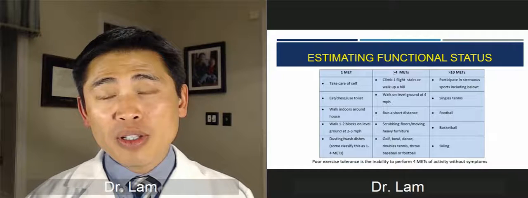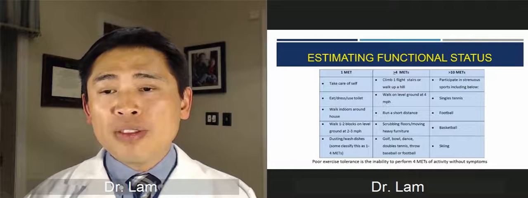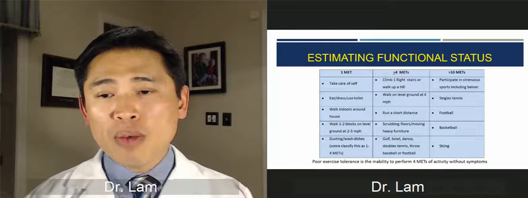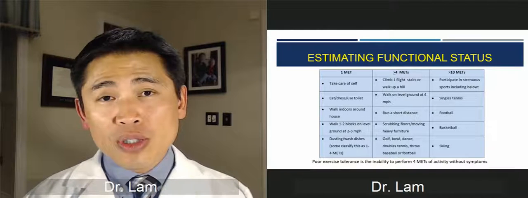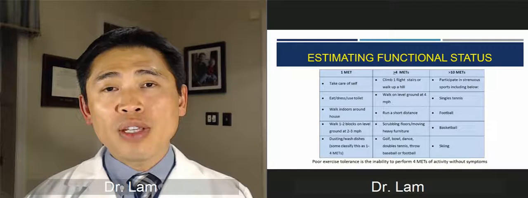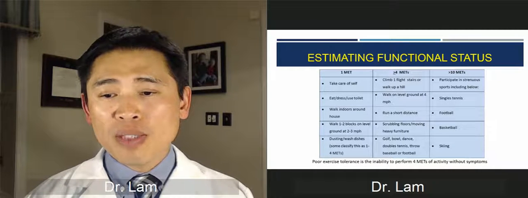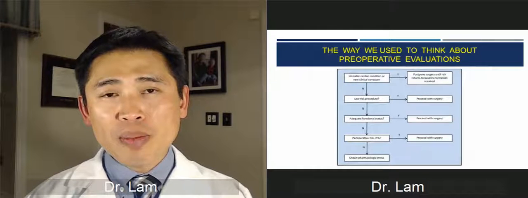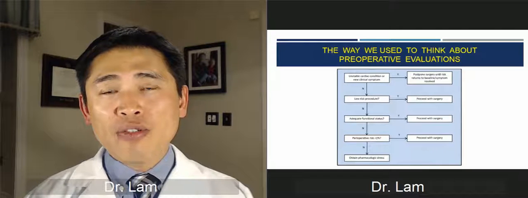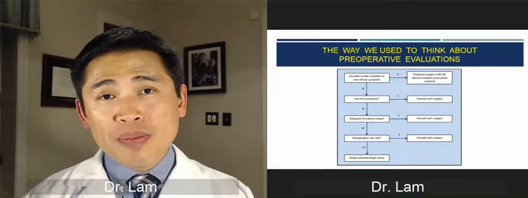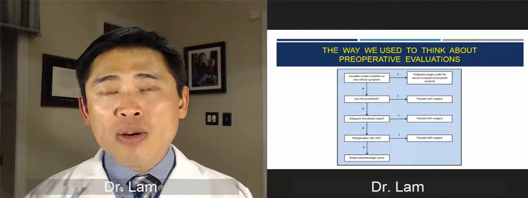without developing any symptoms. Things like walking briskly on flat ground at approximately 4 miles per hour, running a short distance, moderate to heavy household chores, or things like throwing a football or throwing a baseball. Now, if their functional capacity surpassed that of 4 metabolic equivalents, then they could go ahead with the surgery. If it didn't, then the next question is, well, what is their perioperative risk?